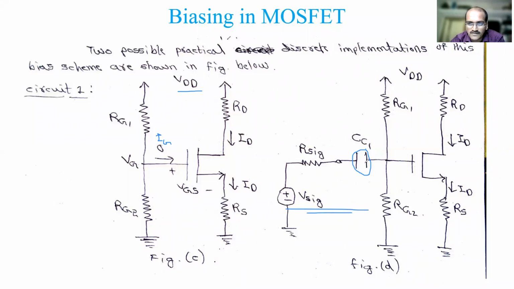So DC analysis, what will happen? Capacitor is open circuit, and this is 0. So this we are not considering, it is short circuit. That's why this portion will not be there. So that's why it looks like this. Okay, there is no portion here. Okay, so this is the DC biasing circuit we call.